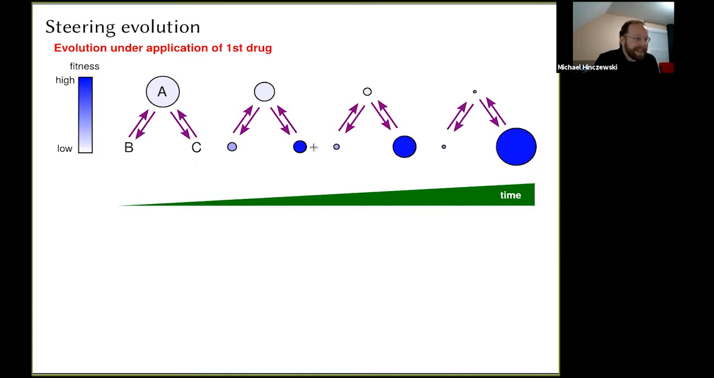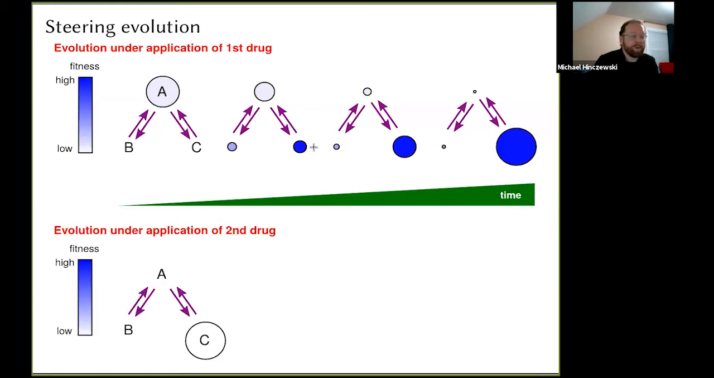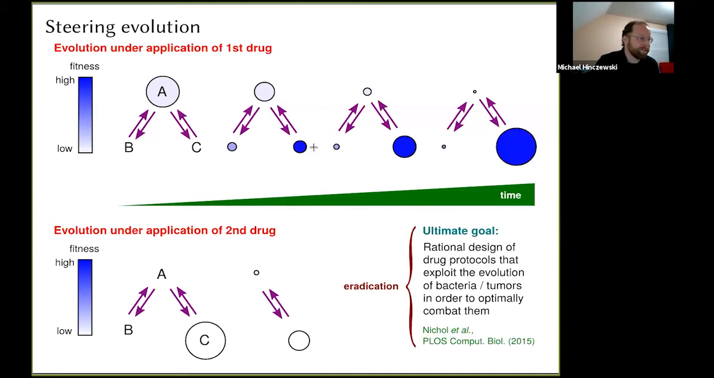Normally that is a bad thing, but the idea here is that you've done this in a strategic way. You wanted the cells to go entirely to type C, because you have a second drug which type C is extremely susceptible to. So under the application of that second drug, C has extremely low fitness, and you can eradicate it before it has a chance to escape into any kind of resistant strains. This is the ultimate goal of this type of evolutionary medicine: to design rational drug protocols to exploit the evolution in order to combat the tumors.